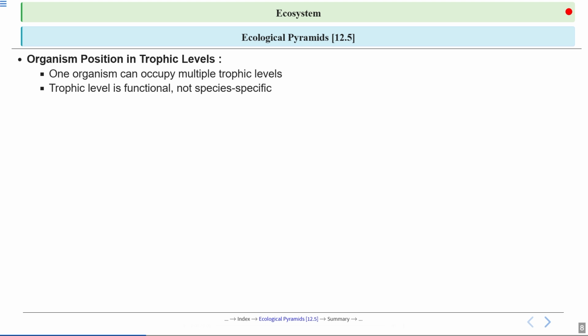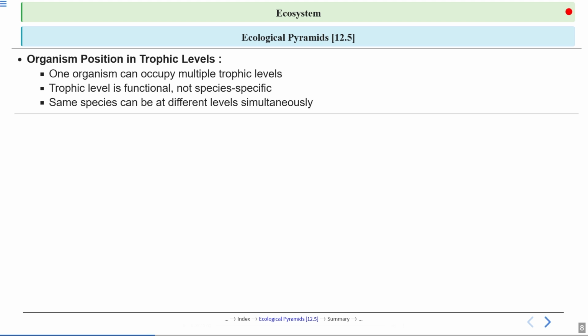Now let's focus on the idea that trophic level is a functional role, not something tied to a specific species. This means each organism plays a definite role at each trophic level, and it is not related to the identity of a particular species. So trophic level is functional. Each species has a particular role at that trophic level.